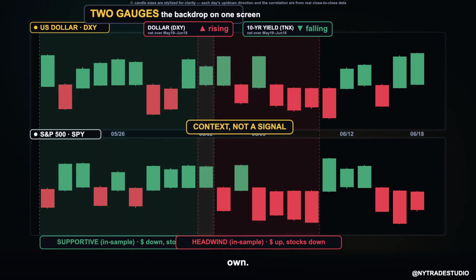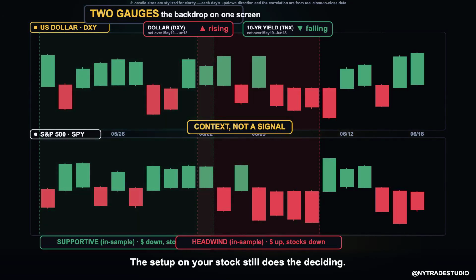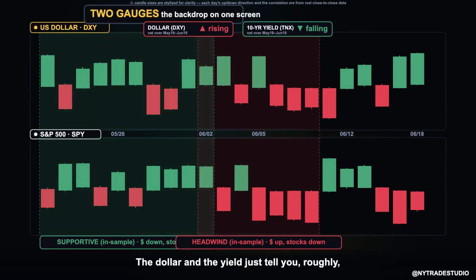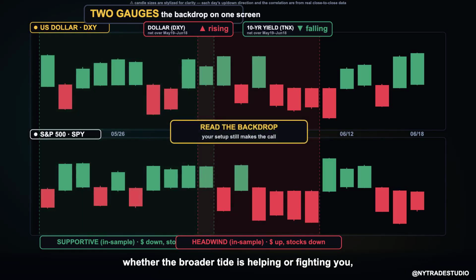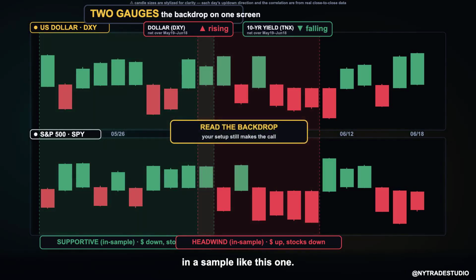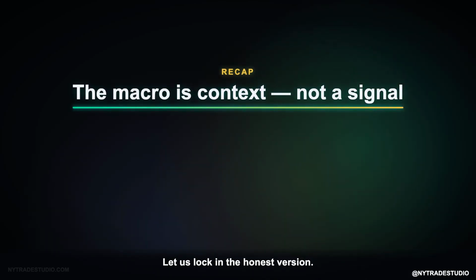None of this is a signal that fires on its own. It is context. The setup on your stock still does the deciding. The dollar and the yield just tell you, roughly, whether the broader tide is helping or fighting you. In a sample like this one, let us lock in the honest version.